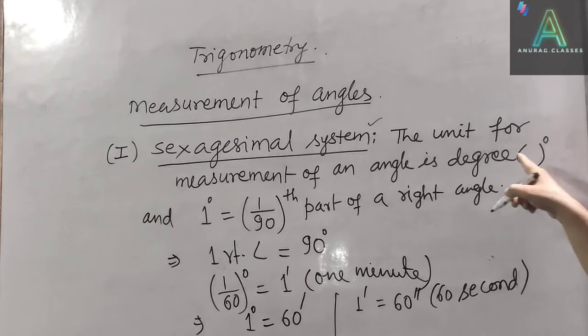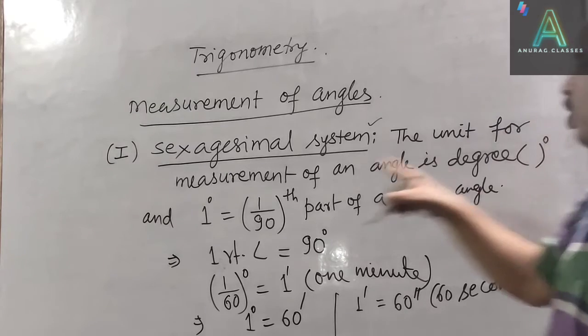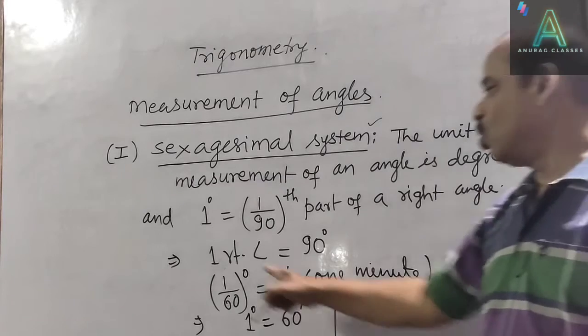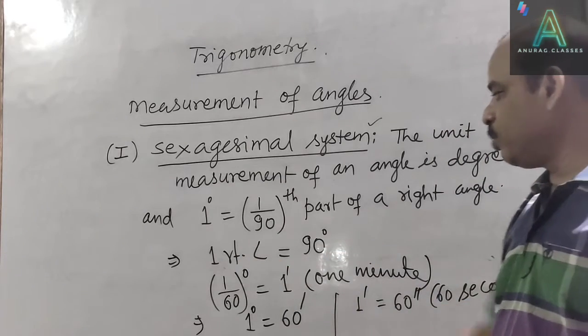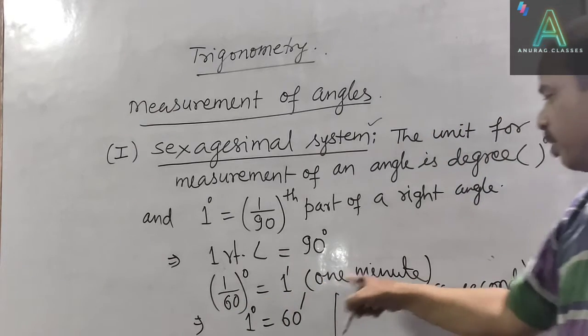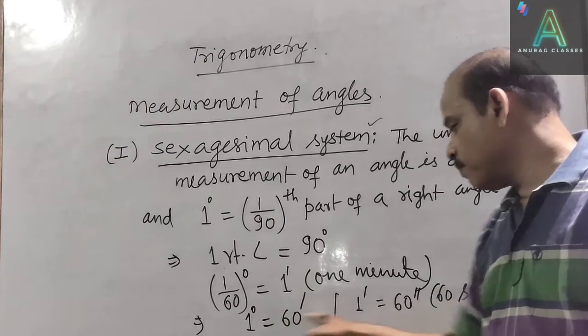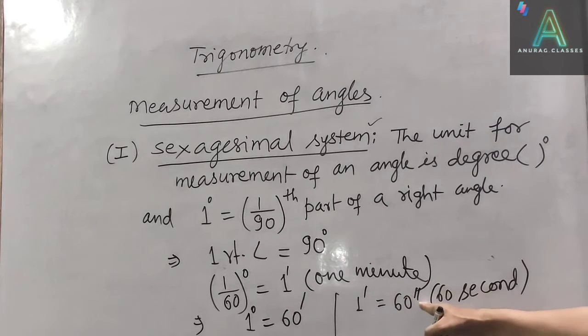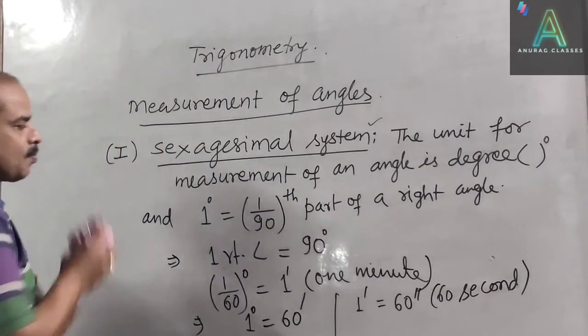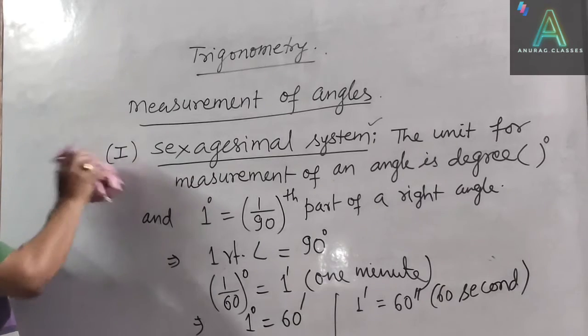See once again, the unit for the measurement of angle in sexagesimal system is degree, where 1 degree is nothing but 1/90th part of the right angle, or one right angle is equal to 90 degree. 1 degree is further divided into 60 parts. Each part is called 1 minute. Again, 1 minute is further divided into 60 parts and each part is called second. So 1 minute is equal to 60 seconds. Let us move towards the next system. I think you have understood all.